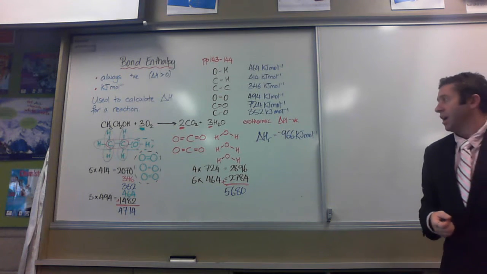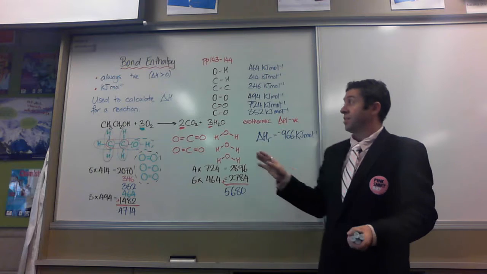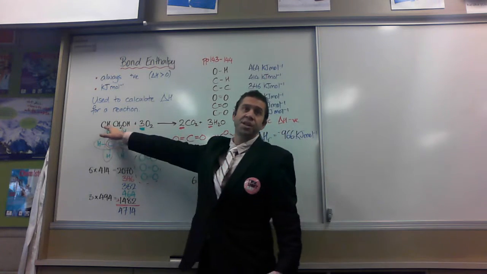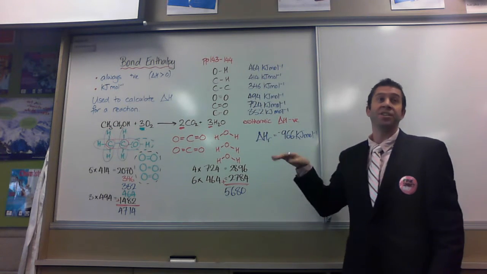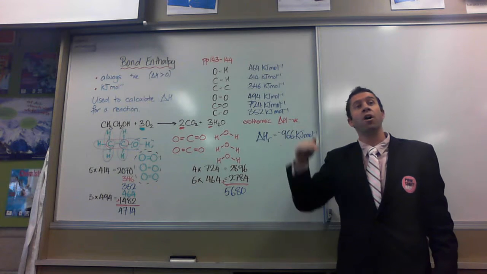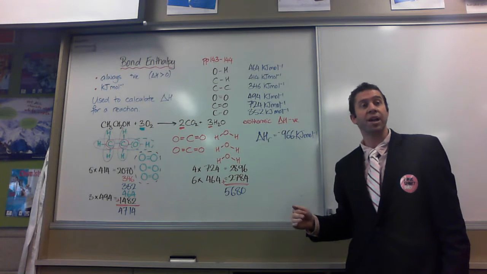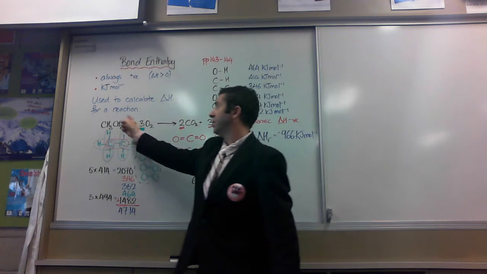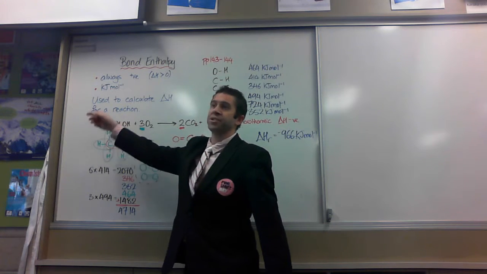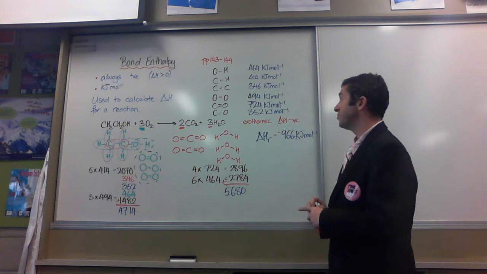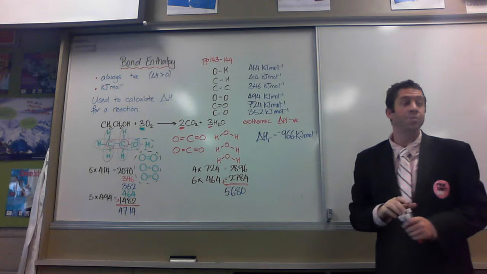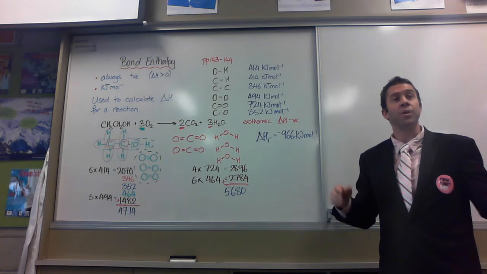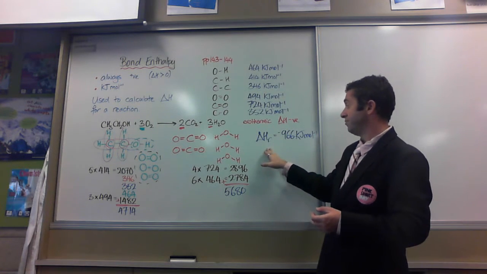If there was, say, 2 of those, our answer would be in kilojoules, and then to get it to kilojoules per mole, we'd divide the whole thing by 2. So you divide by whatever the number is in front of the first thing, basically. So that's how we use bond energy or bond enthalpy to work out the enthalpy of a reaction.